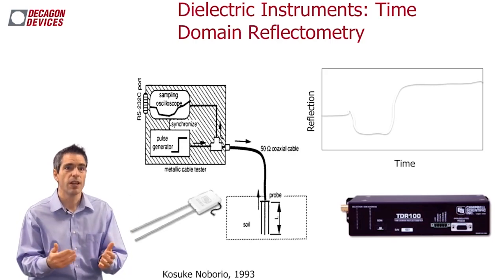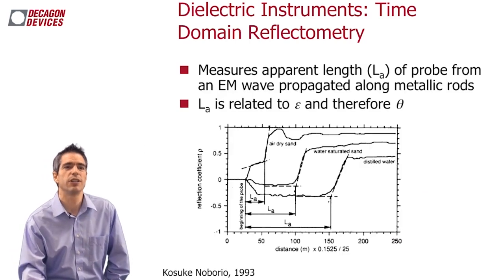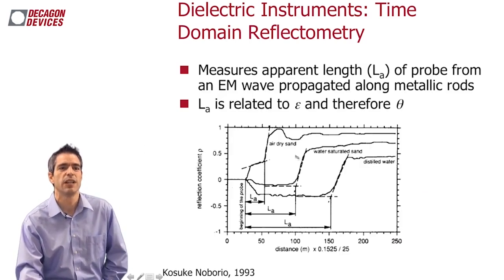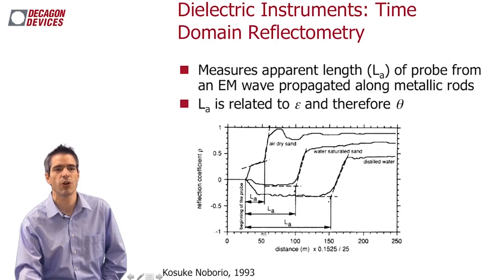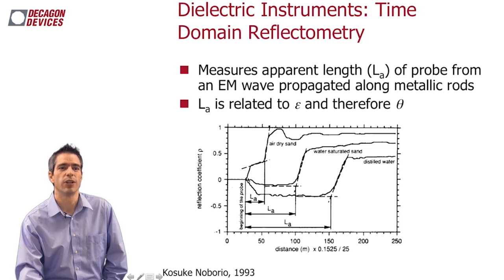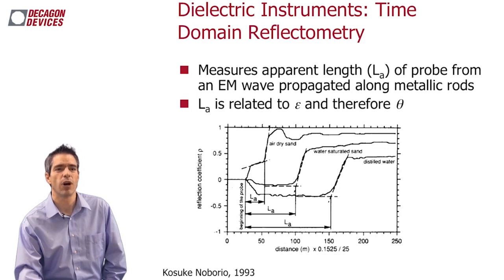So here's what Kosuke put together to show several examples of this. Again, we're looking at a sampling oscilloscope. This is the length here. This is the reflection coefficient, or the reflectance of that pulse. Here we are at the start of the probe. It's reflecting off the start here. And now we have air-dry sand. Front and end of the probe, you can see how short that is because there's very little charge storing ability, so it's very quick to get that pulse along. Here we have water saturated sand.